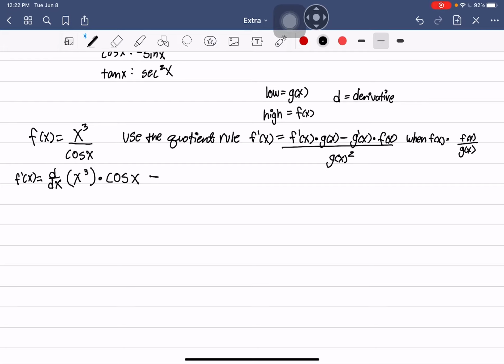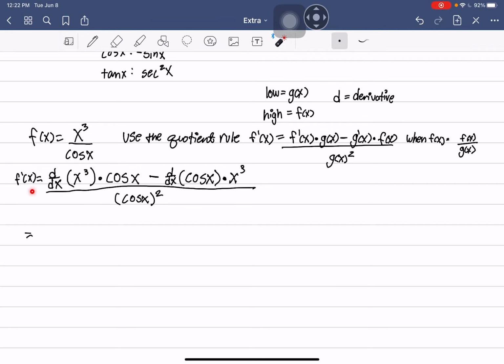minus d over dx of, what is g of x? G of x is cosine of x times f of x, which is x cubed. It's going to be all over g of x squared, which is cosine of x squared. Now we're going to solve. So what is the derivative of x cubed?